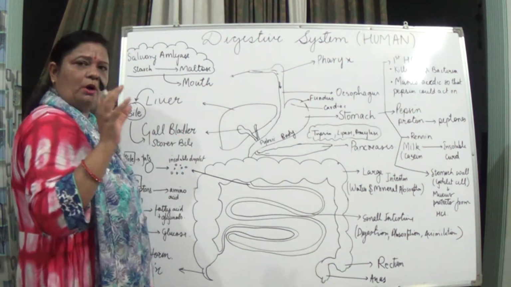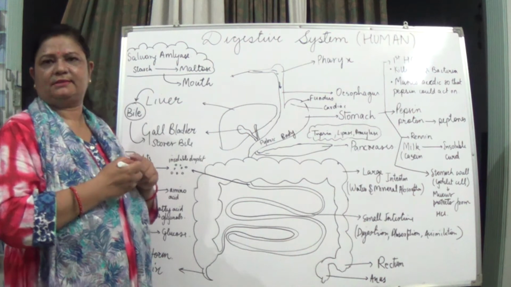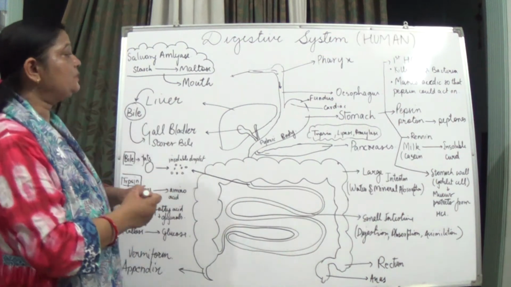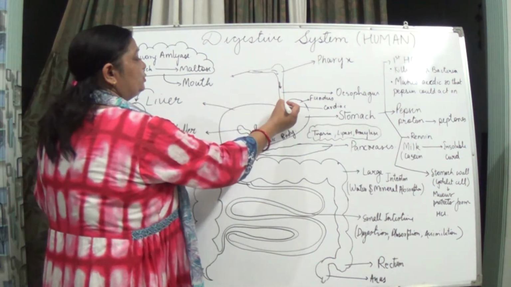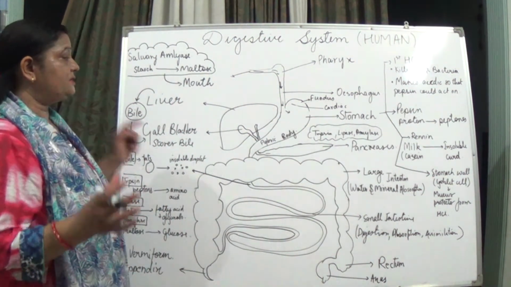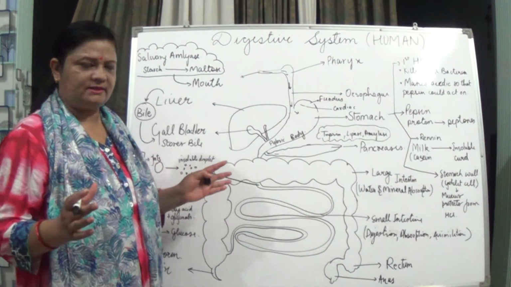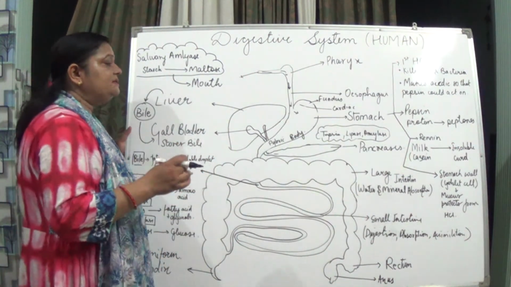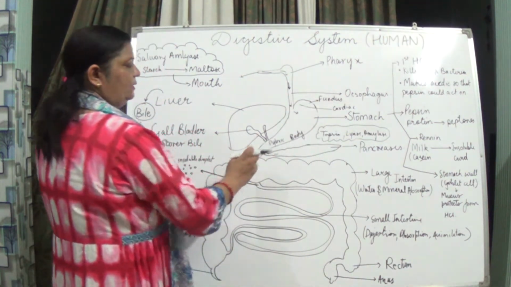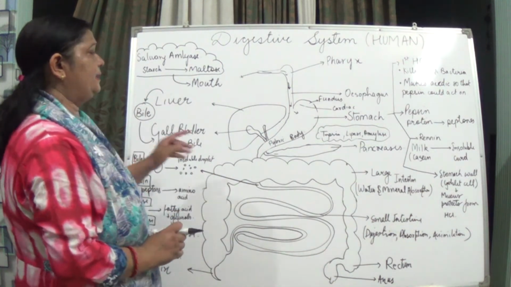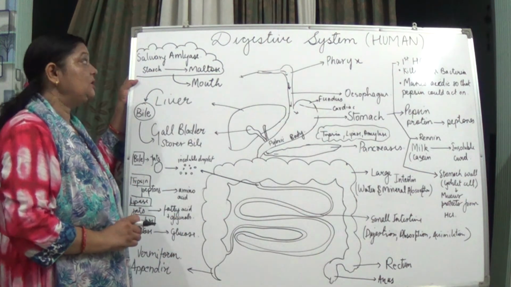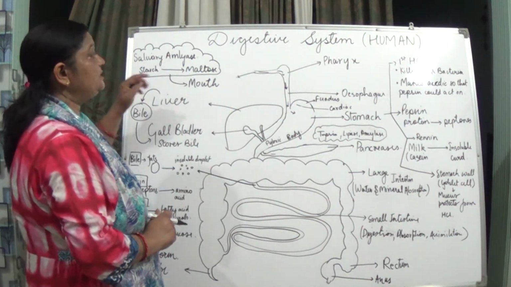In the esophagus, strong muscles are present, the sphincter muscles, which by contraction and relaxation allow the food to move on to the stomach. The stomach is a bag-like structure, divided into four parts: the fundus, the cardiac, the body, and pyloric. What happens over here actually? We have seen the partial digestion of the starch or the carbohydrate in the mouth changing to maltose.